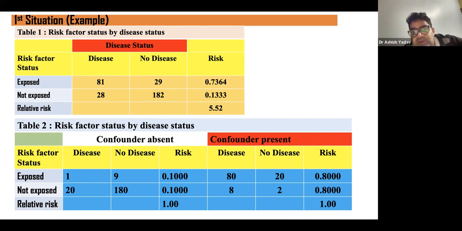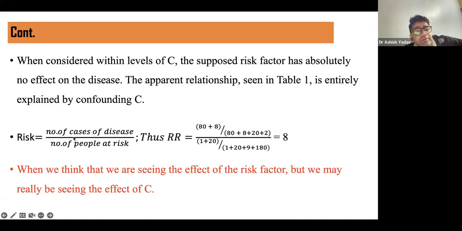What will be the formula for RR if we are considering the confounder as a risk factor? It will be the number of cases of disease in confounder exposed divided by the number of cases of disease in confounder non-exposed. That would be the formula: the risk in the confounder present divided by the risk in the confounder absent.